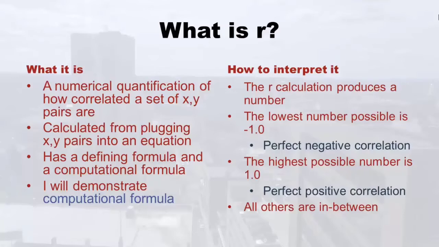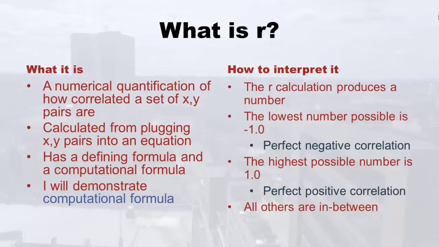So if you have a negative correlation and you get an R that's like negative 0.95 or something really close to negative 1.0, it's close to perfect negative correlation. That's how you want to think about it.